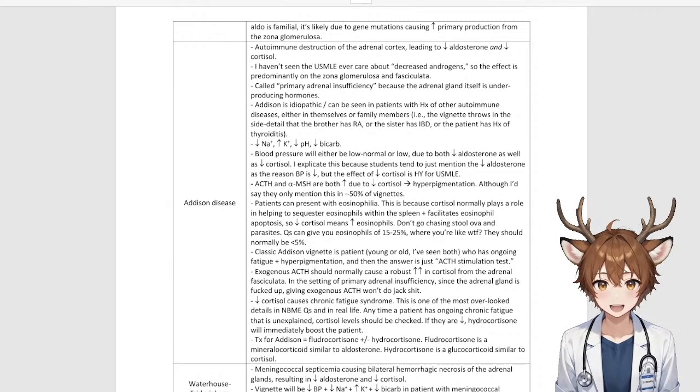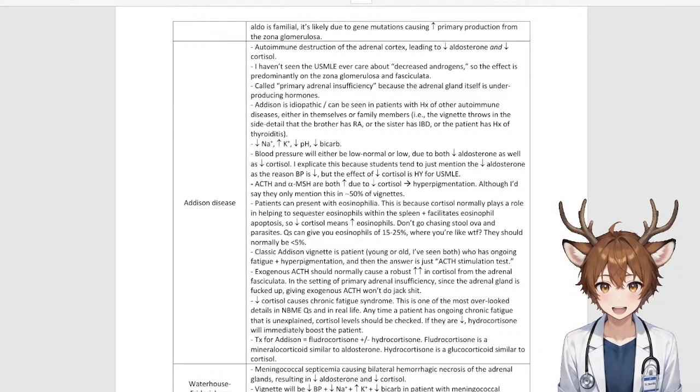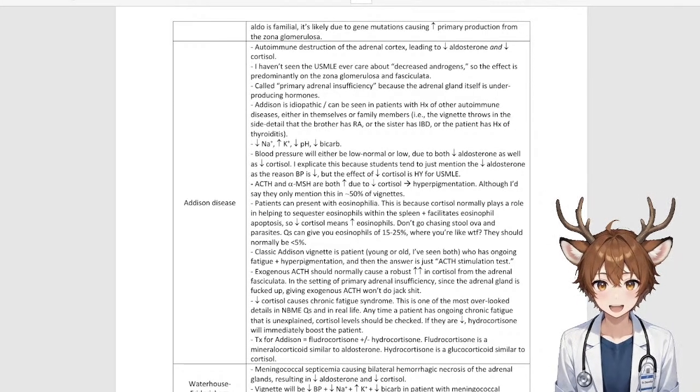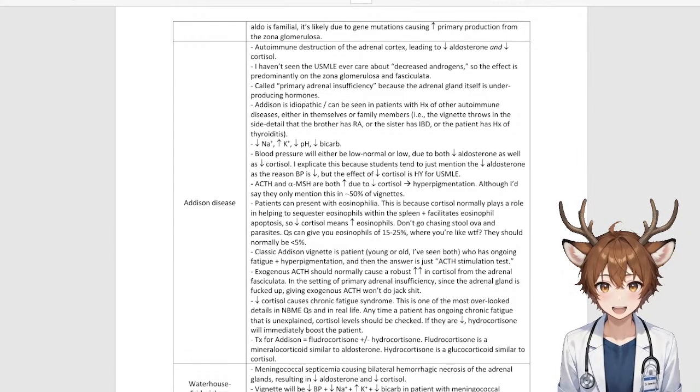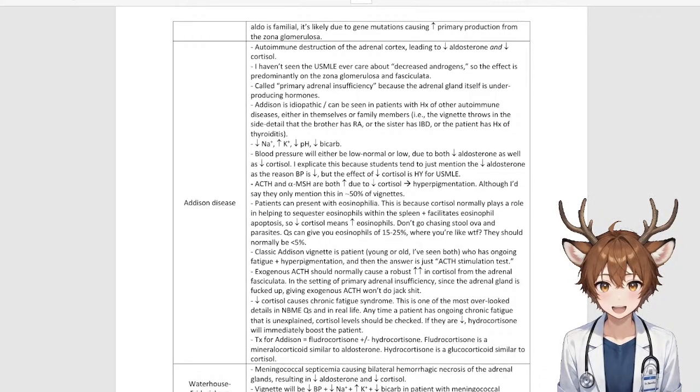Blood pressure will either be low or normal due to both a decrease in aldosterone as well as a decrease in cortisol. I explicate this because students tend to just mention the decrease in aldosterone as the reason for blood pressure being low, but the effect of the decreased cortisol is the high yield for USMLE.